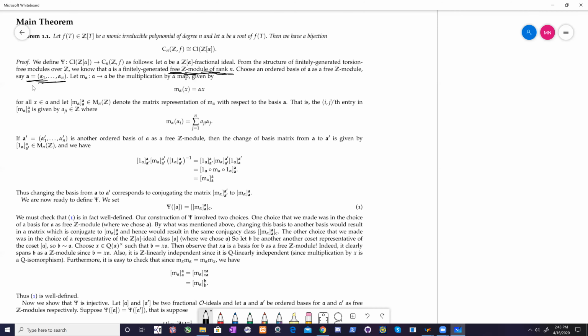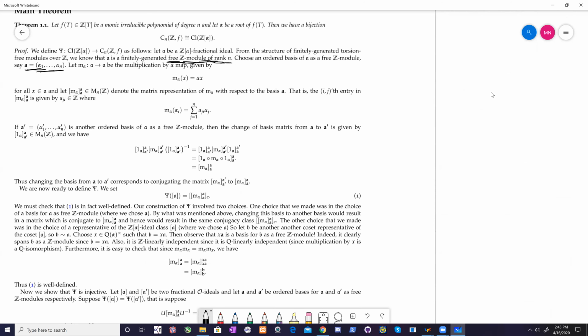And we let m sub alpha from math frac A to math frac A be the multiplication by alpha map. So m sub alpha of x is equal to alpha x for all x in math frac A. Our notation is that bracket m sub alpha here is the matrix representation of m sub alpha with respect to the basis bold A. The notation will be useful later on.